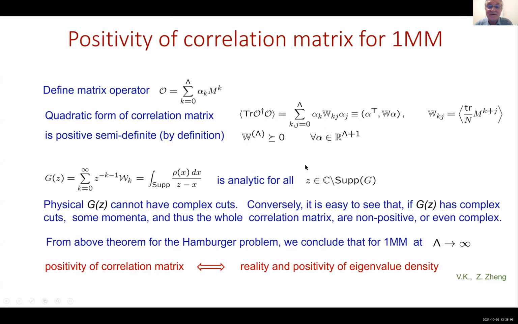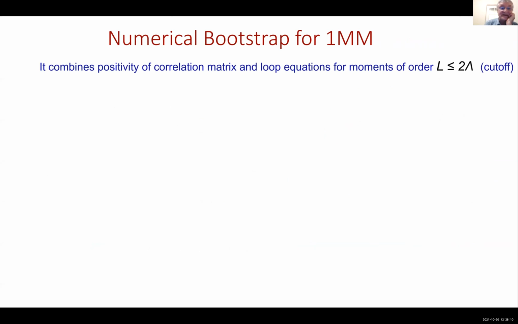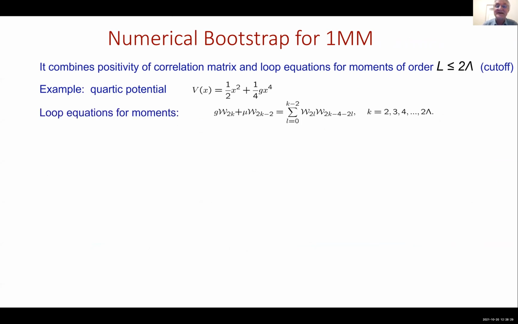Now, numerics for one matrix model. It combines the positivity of the correlation matrix and the loop equations for all moments up to the order 2 lambda. Lambda is the cutoff. As an example, we take the quartic potential as the matrix potential, the same one as in the single integral example, and the loop equations for moments appear to be of this form. They are already non-linear. I won't say how to derive them here, but for specialists in matrix models, it's standard stuff, like the McKay-Comic-Dahl equation, but I will later show it schematically in the two matrix model.